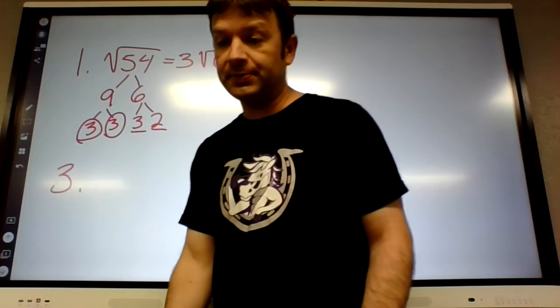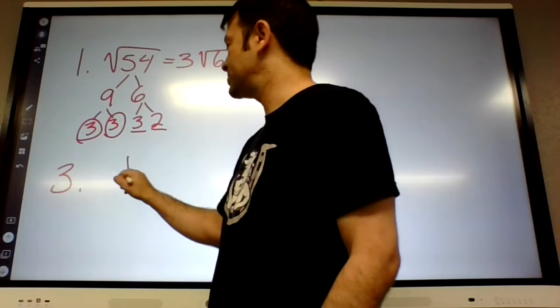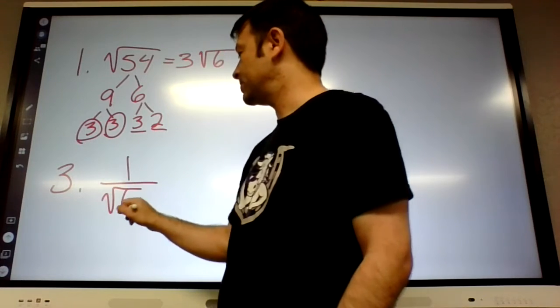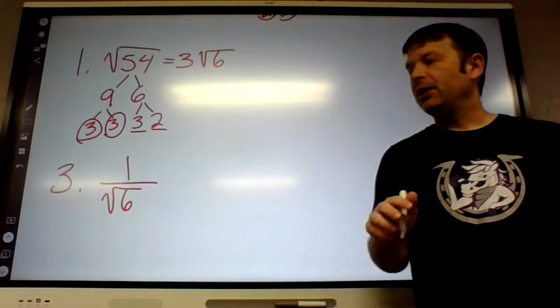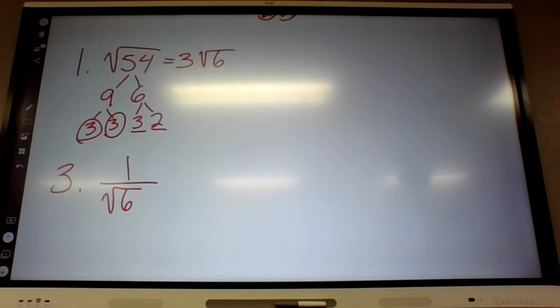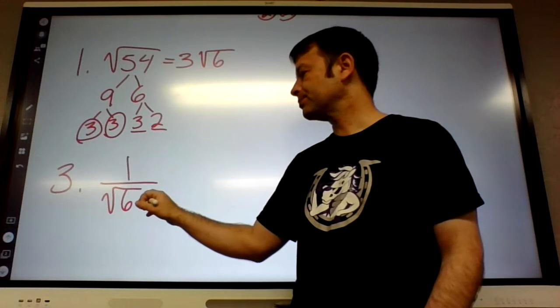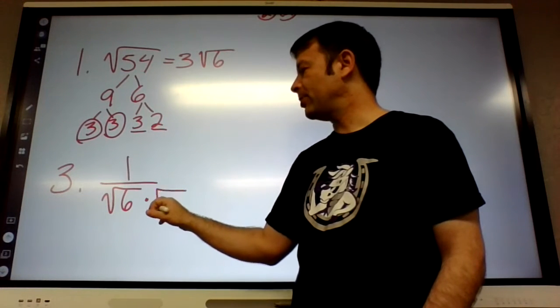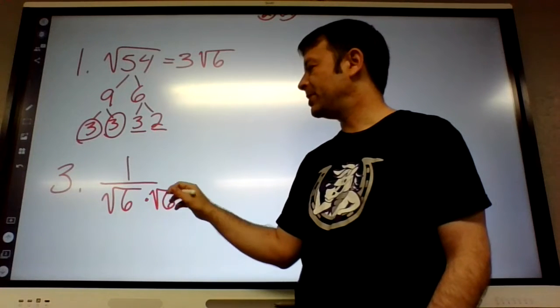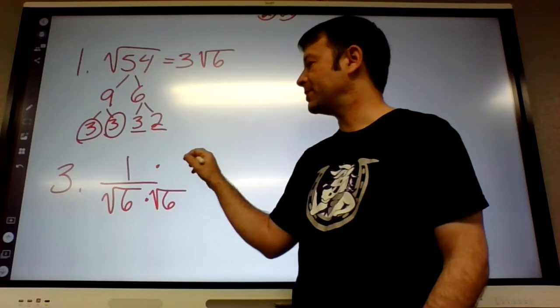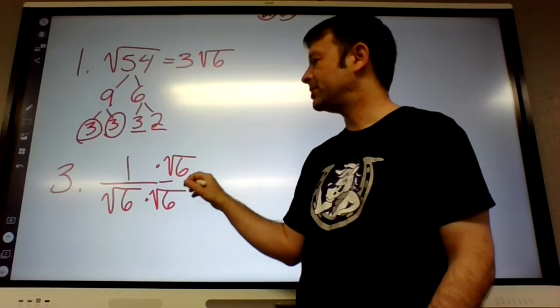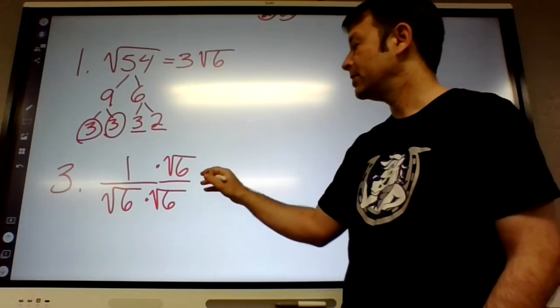Number 3. This is something new, and again, a lot of calculators can do this. This is not simplified because you cannot leave a square root on the bottom. Again, the calculator can do this, but there's harder versions that a calculator can't do, so pay attention. Do you guys know how to get rid of a square root? I'm going to multiply it by itself, but if you do that to the bottom of a fraction, you have to do the same thing to the top to keep the fraction equal to the same value.